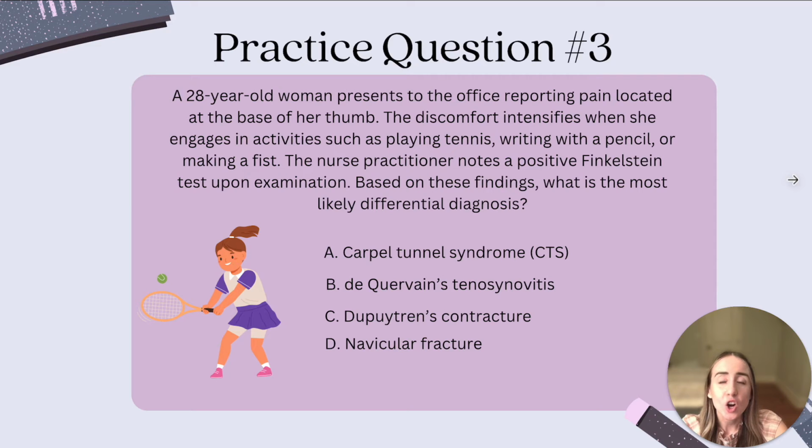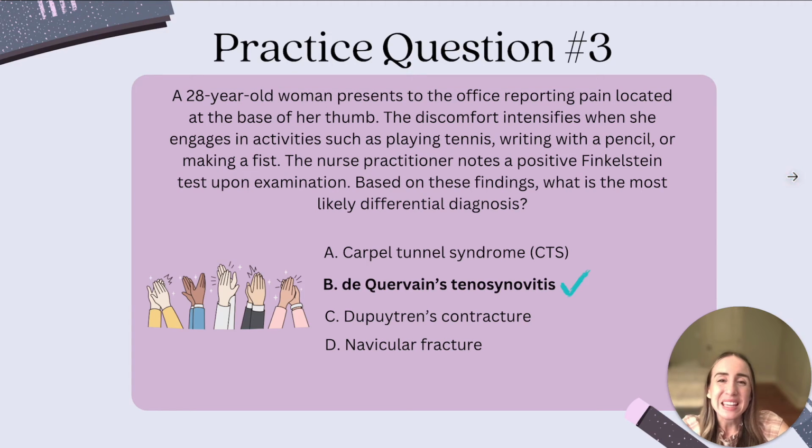Is it A, carpal tunnel syndrome, B, de Quervain's tenosynovitis, C, Dupuytren's contracture, or D, navicular fracture? Pause if you need to, and then let's review together. We see that this patient is reporting pain with repetitive hand movement and has a positive Finkelstein test. Which condition does this sound like to you?